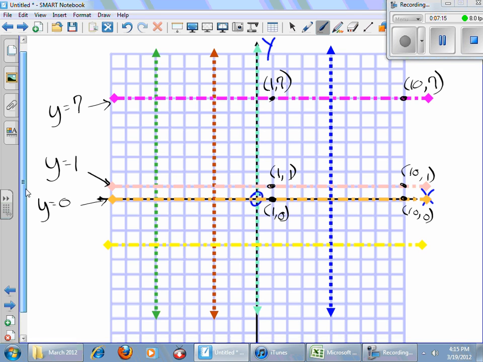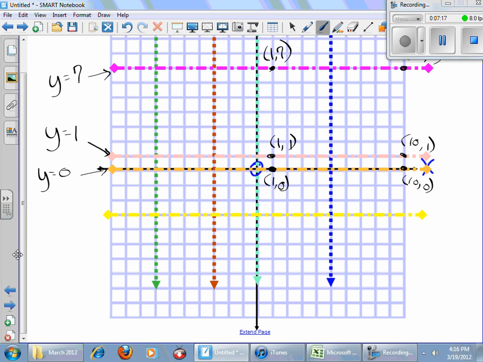Okay, we've got to do the yellow one. Looks like it's down 1, 2, 3. This means this would be 1, negative 3. And this one would be 10, negative 3. And so therefore, this would be y equals negative 3. All the horizontal lines have a y equals.